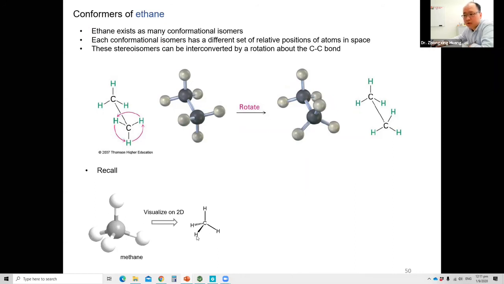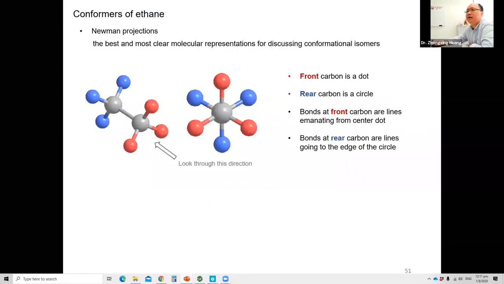If you recall, we can visualize 3D structures like methane on 2D paper. This bold CH bond points toward you, the dashed CH bond points away from you. But the question is, for ethane, do we still need to draw like this? Or is there an easier way to draw an ethane conformation or other alkane conformations on a 2D page? What we are going to teach you is called a Newman projection, which is the best and the clearest molecular representation for discussing conformational isomers.